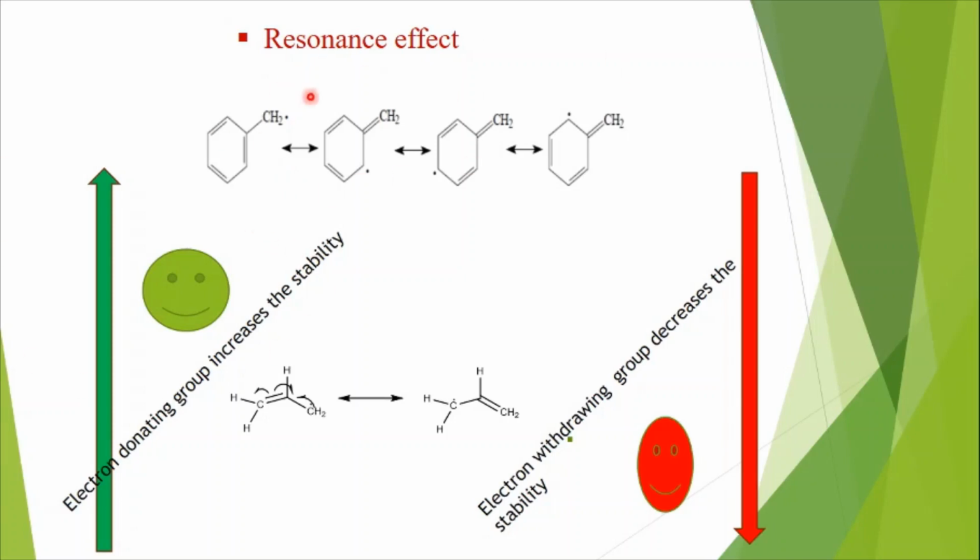So here in resonance effect, if this ring is substituted with an electron withdrawing or electron donating group, then that group affects the stability of that radical. If that substituent is an electron donating group, that increases the stability of that substituted benzyl radical. And if that group is an electron withdrawing group, that decreases the stability of that radical, or destabilizes that radical. Here is the resonating structure of this allyl radical, the movement of this single electron, and this is the resonating structure of that allyl radical.